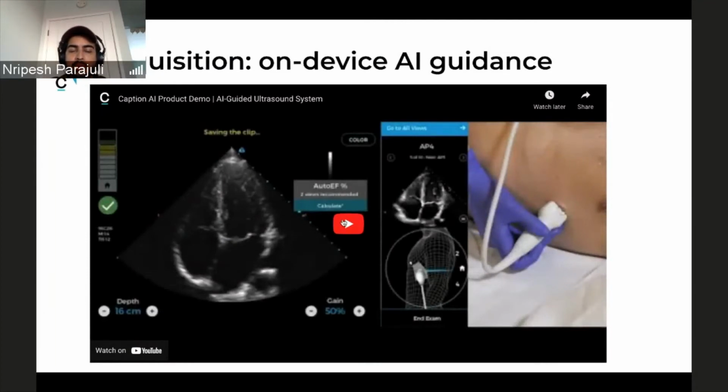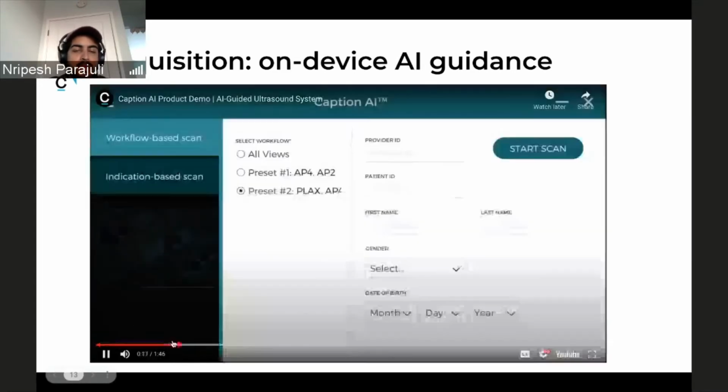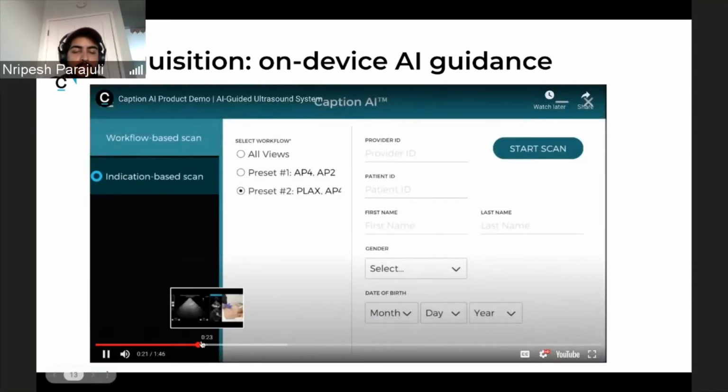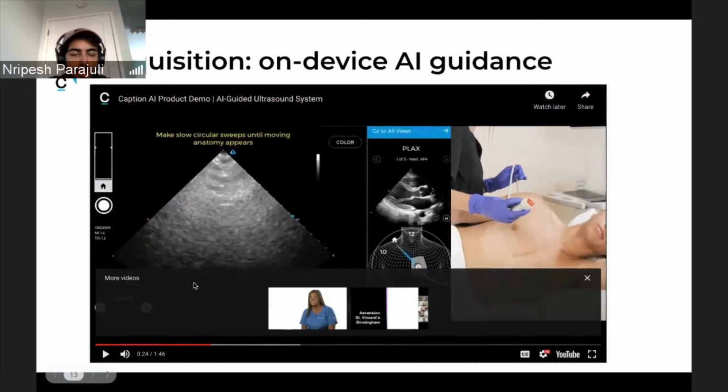This is our product demo for Caption, the company I'm currently at. I'm going to fast forward a little bit. Can you all hear the sound? I don't think you hear the sound from the system, but don't worry about it. I'll explain what's going on as the video plays.